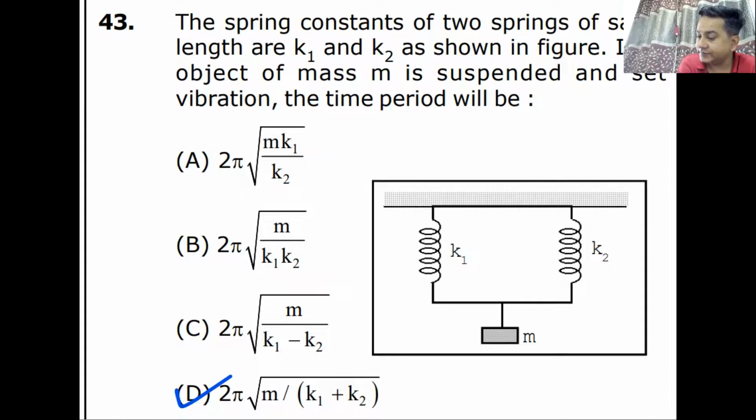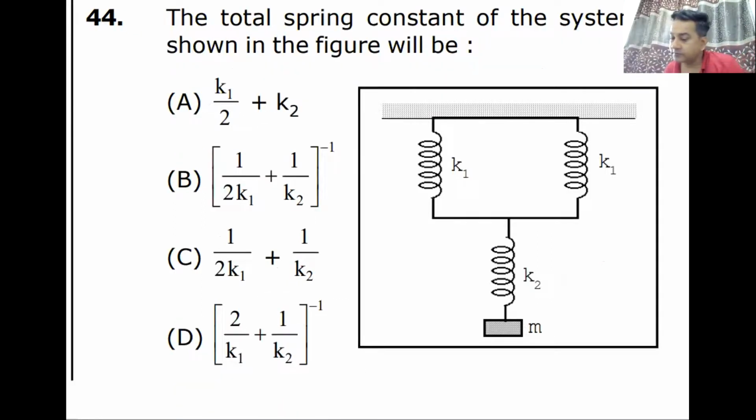Last one on this. What about this one? The total spring constant in this case. Remember, this is a combination of 3 springs, but the 3 springs are put in a different way. How will you do this? I'll give you a minute to think about it.